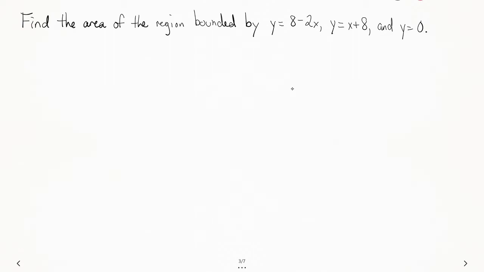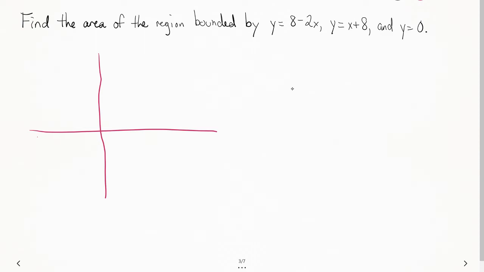Find the area of the region bounded by y equals 8 minus 2x, y equals x plus 8, and y equals 0. Okay, so what we're going to do, don't let your eyes fool you, that was a straight line. y equals 8 minus 2x. So I don't know much, but I can figure out two things real quick. I can figure out the y-intercept, right? So you plug in 0. So y equals 8 minus 2 times 0. And so notice we get y equals 8 out of that. So from there, we'll have 8 as our point. Okay, so that's one point on this graph.